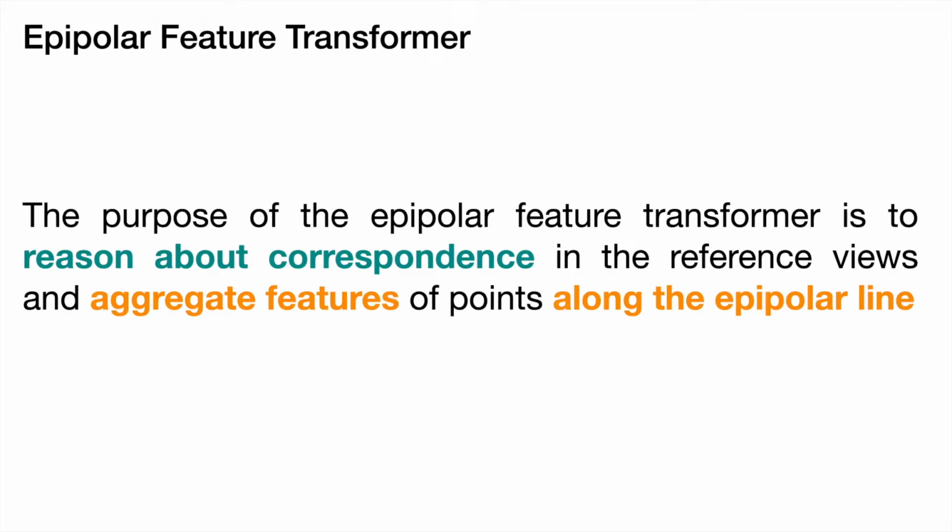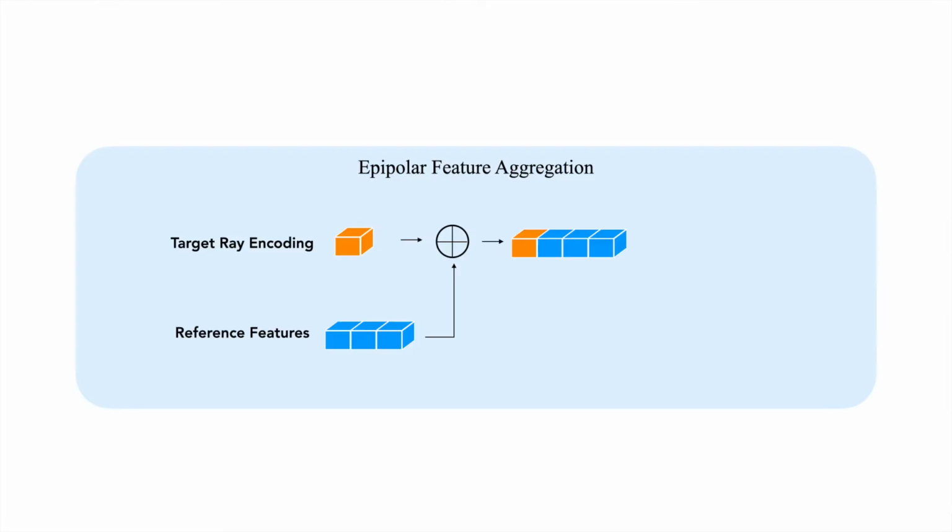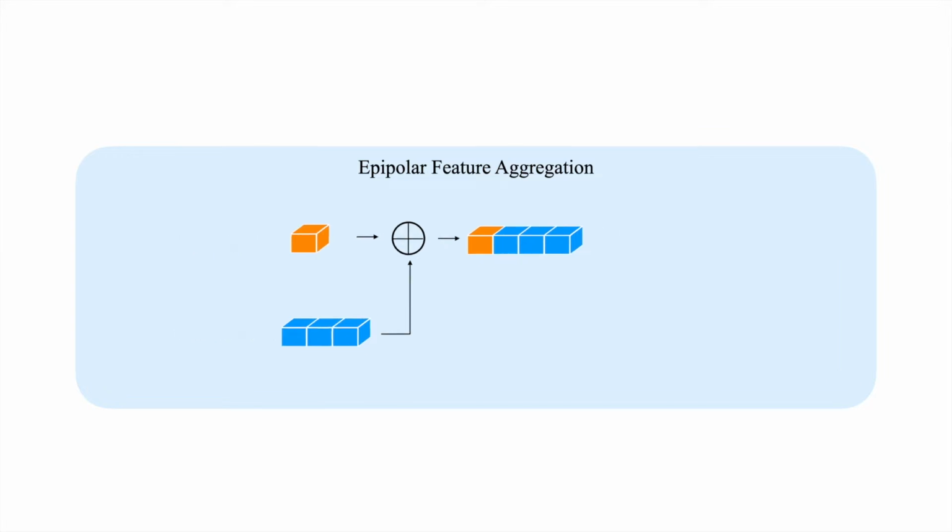At the core of the epipolar feature aggregator is the epipolar feature transformer. The purpose of this transformer is to reason about correspondences in the reference views to aggregate features of points along the epipolar line. Given the target ray representation and the epipolar point features, we first concatenate them to form a sequence that acts as input to the transformer.